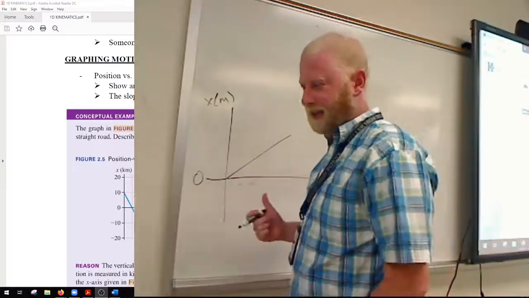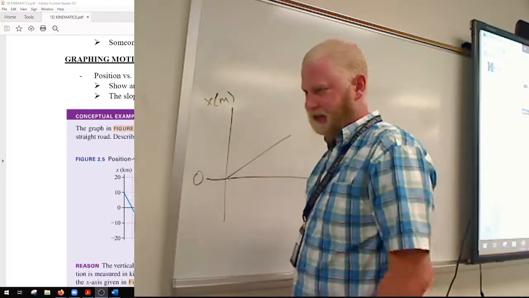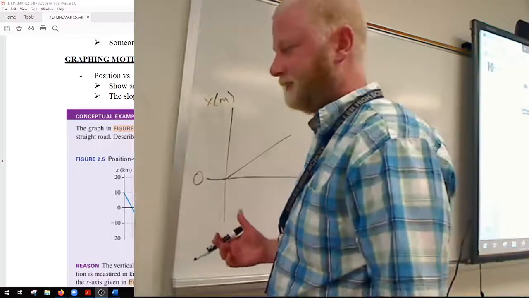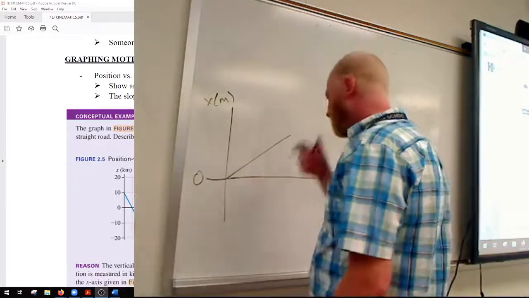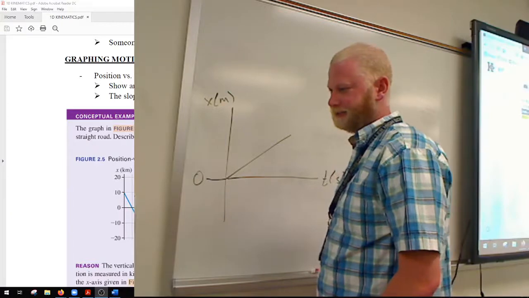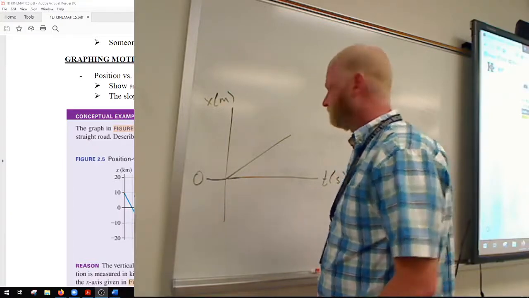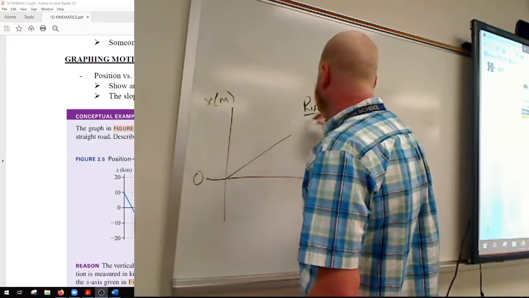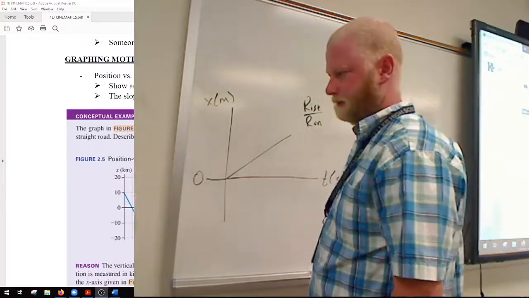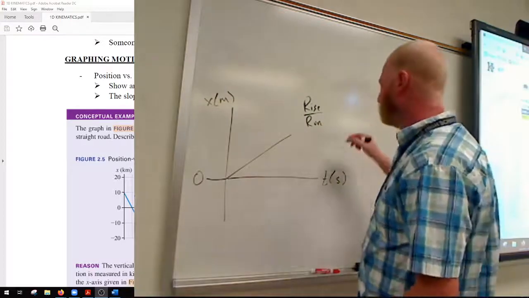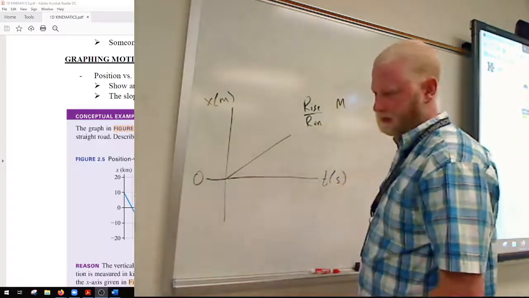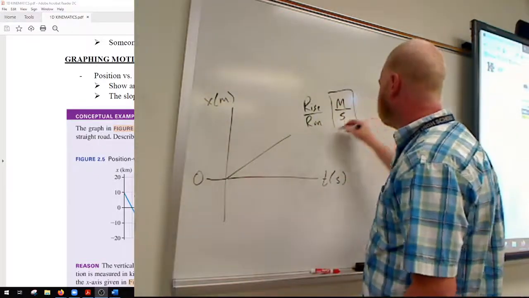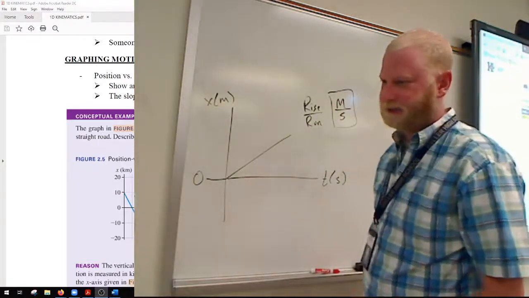Now, besides looking at the axes and thinking about what they're telling you about this graph, you also want to look at the slope, right? Because a lot of the times the slope will represent something important to us. And the easiest way to do that is to look at the units. Well, if we look at finding the slope, which would be rise over run, well, what's our rise measured in? Meters. What's our run measured in? Seconds. So whatever the slope is representing is measured in meters per second.